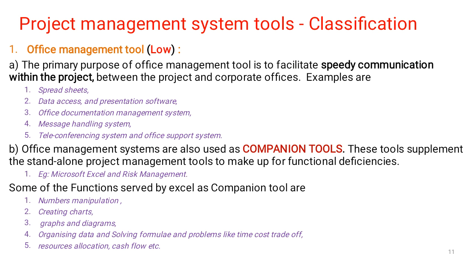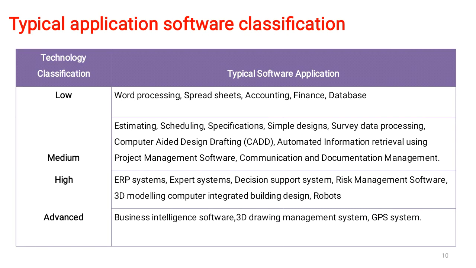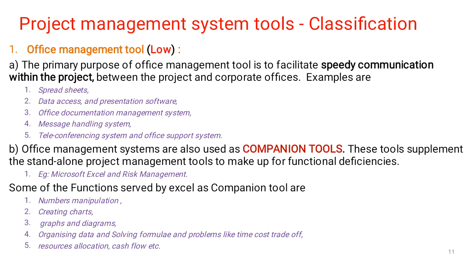An example is a risk management system. You can see this risk management system software comes under the high category, this classification. And for this they'll be having some functional deficiency that will be met by this Microsoft Excel tool. Some of the functions served by Excel as companion tools are numbers manipulations, creating charts, graphs and diagrams, organizing data and solving formulae, and things like that. You can read it out. Resource allocation, etc.